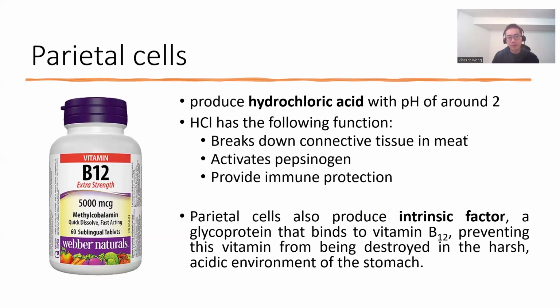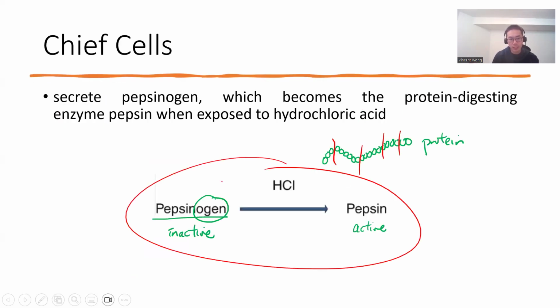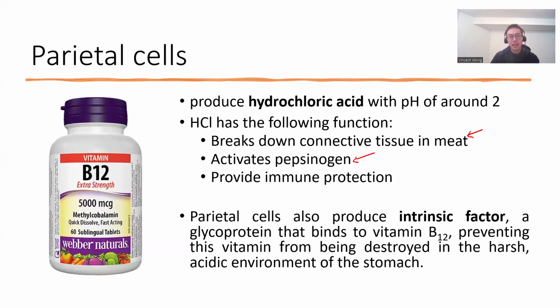It breaks down the connective tissue in the meats that we eat. It helps turn on pepsinogen, as I showed you in this reaction here. HCl actually activates it. And it also provides immune protection. So if there is some bacteria in the food that you eat, the acid is going to take care of them, most of the time. Sometimes they evade it, and then it causes you to get food poisoning and whatnot. But most of the time, it's going to be there to take care of them, right?